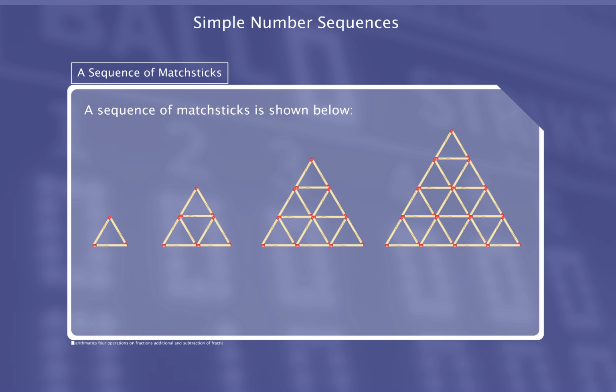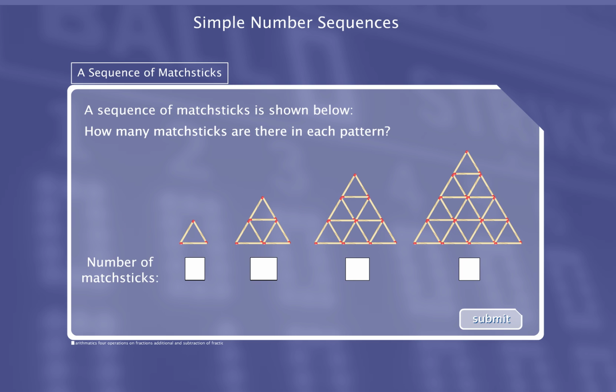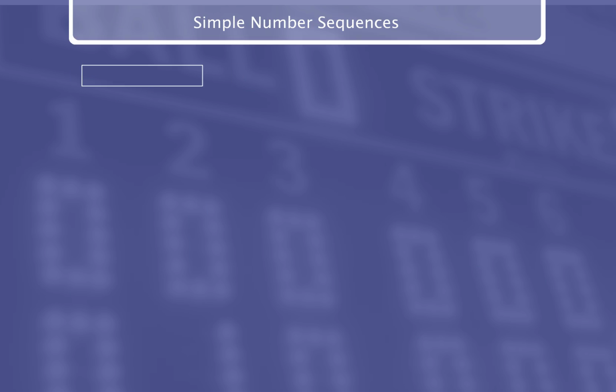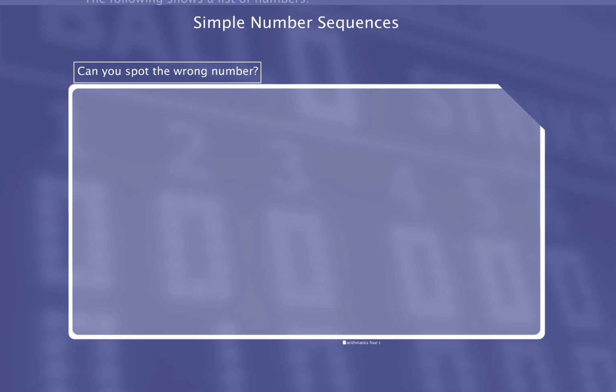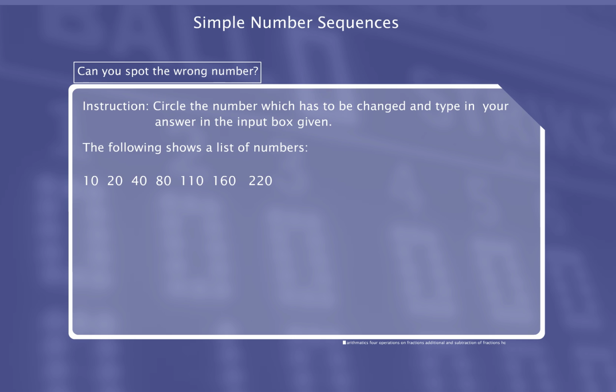A sequence of matchsticks is shown below. How many matchsticks are there in each pattern? The following shows a list of numbers. When one of them is changed, the numbers will form a number sequence. Circle the number which has to be changed and correct it.